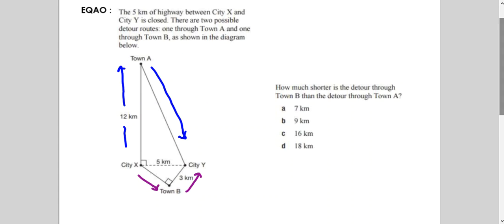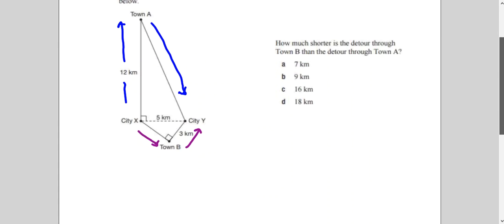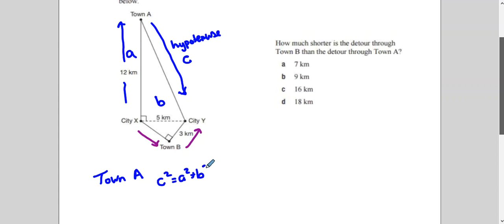Well, what do we have? Well, we have two right-angled triangles. So let's look at town A for a second. Town A, we want to figure out where's my hypotenuse. This is my hypotenuse. So this has to be C. So we're going to say this is A and this side is B here. So we're going to set up that formula. C squared equals A squared plus B squared.